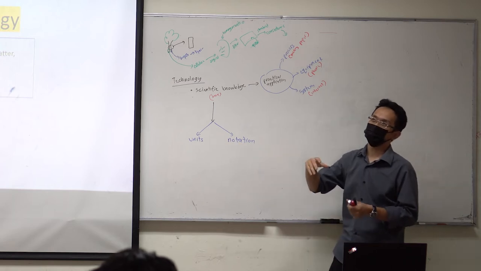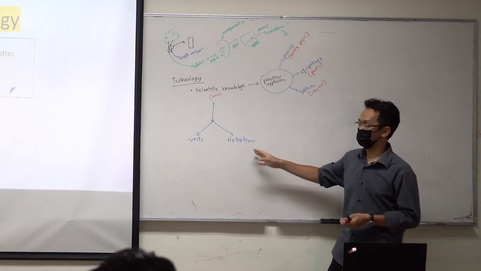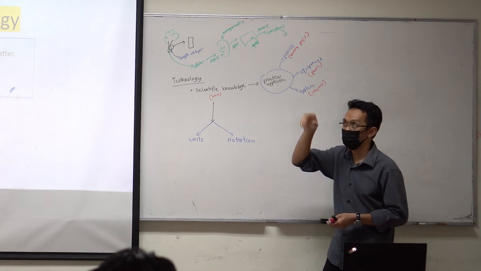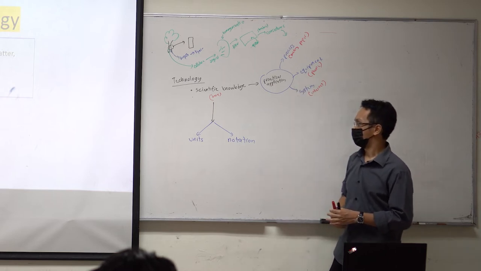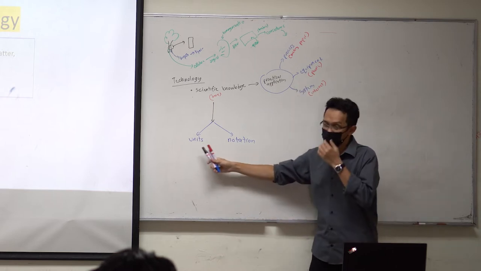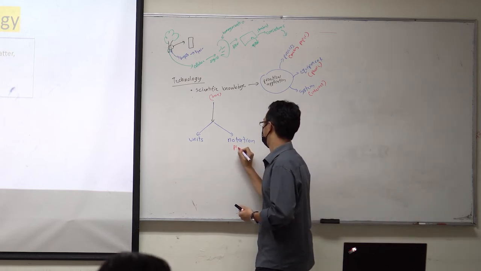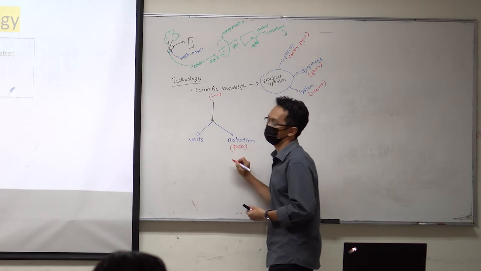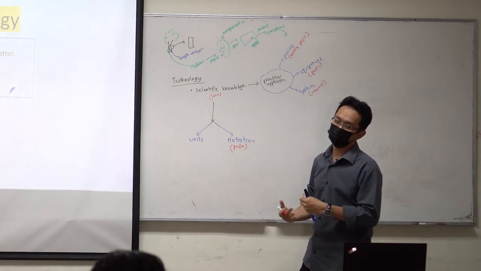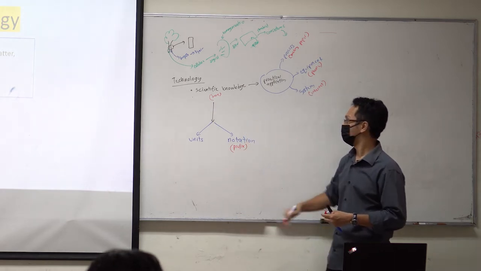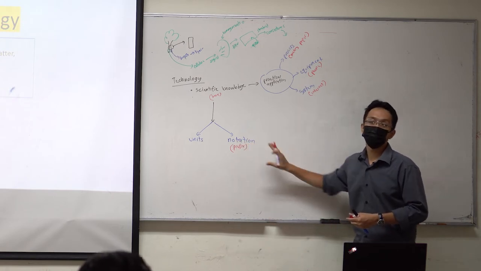Notation means the prefix letters I showed, like nano, how much, 10 to the power of what. So they know the units, they know how to write a notation. Notation is basically the prefix, when we use words like nano, mega, whatever. They can remember all of that.